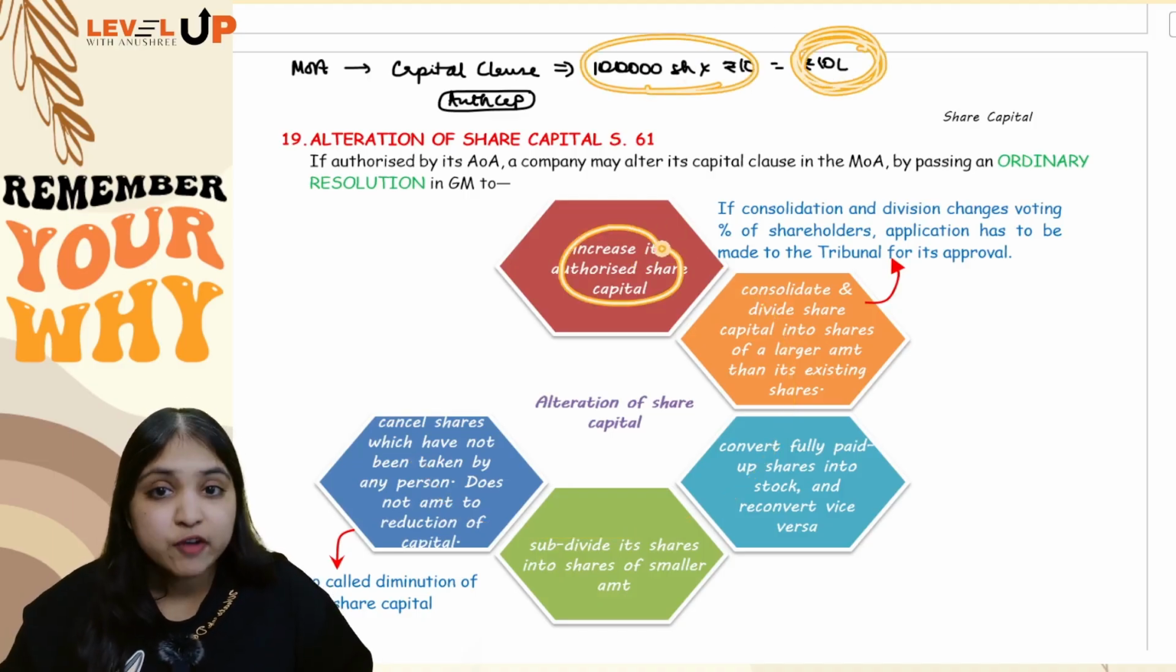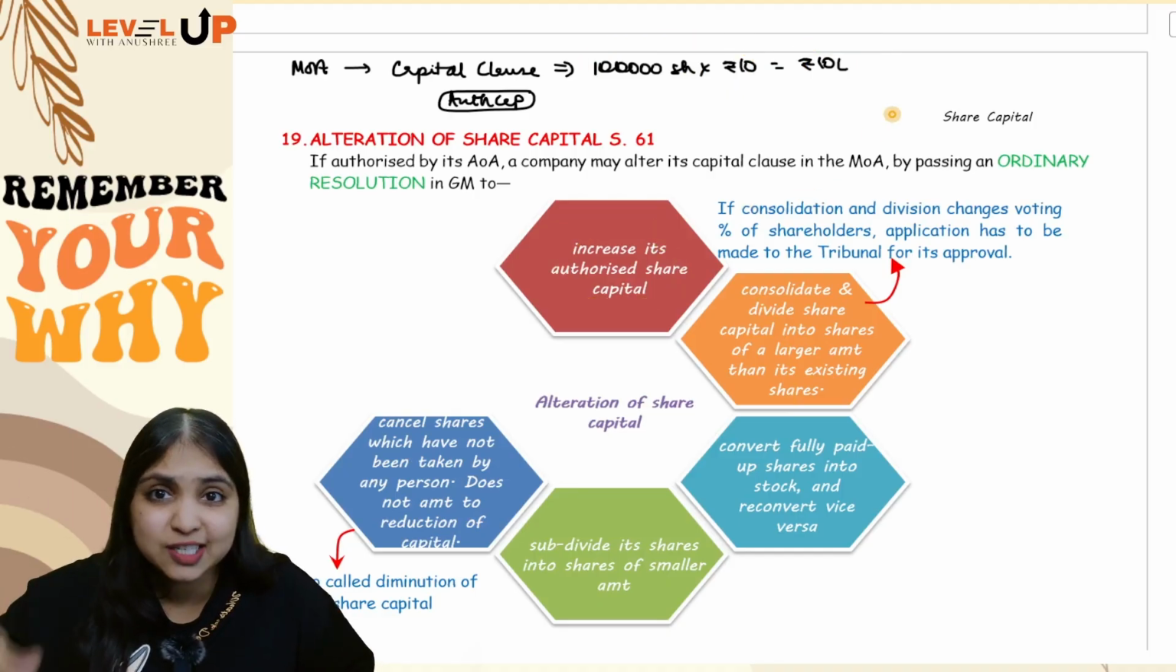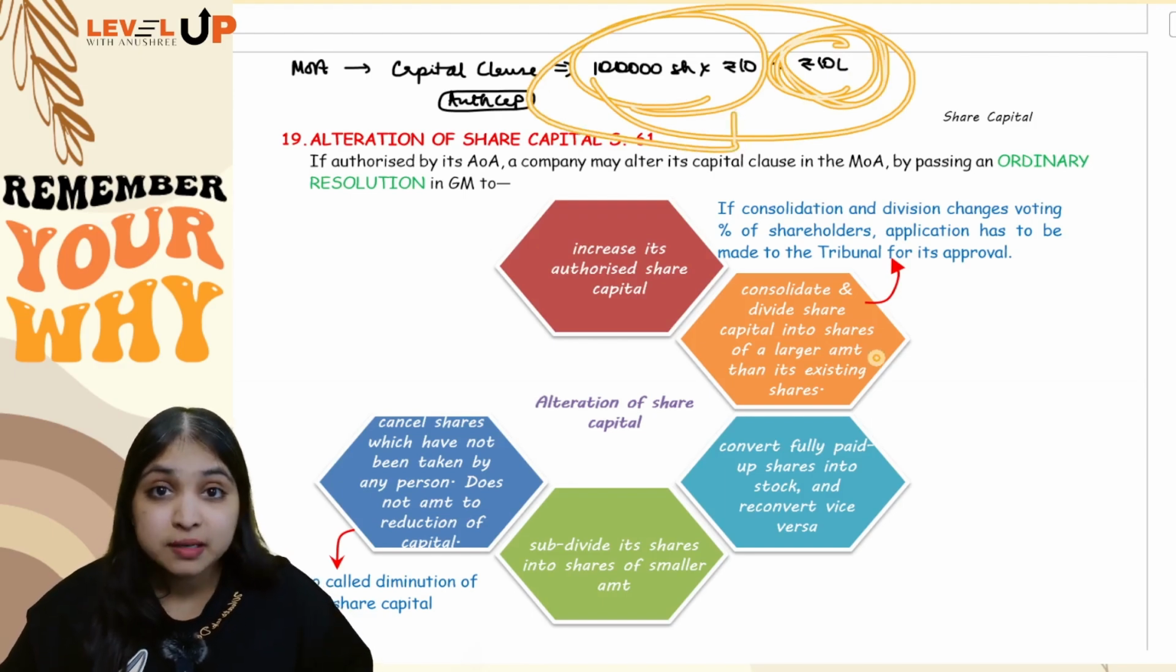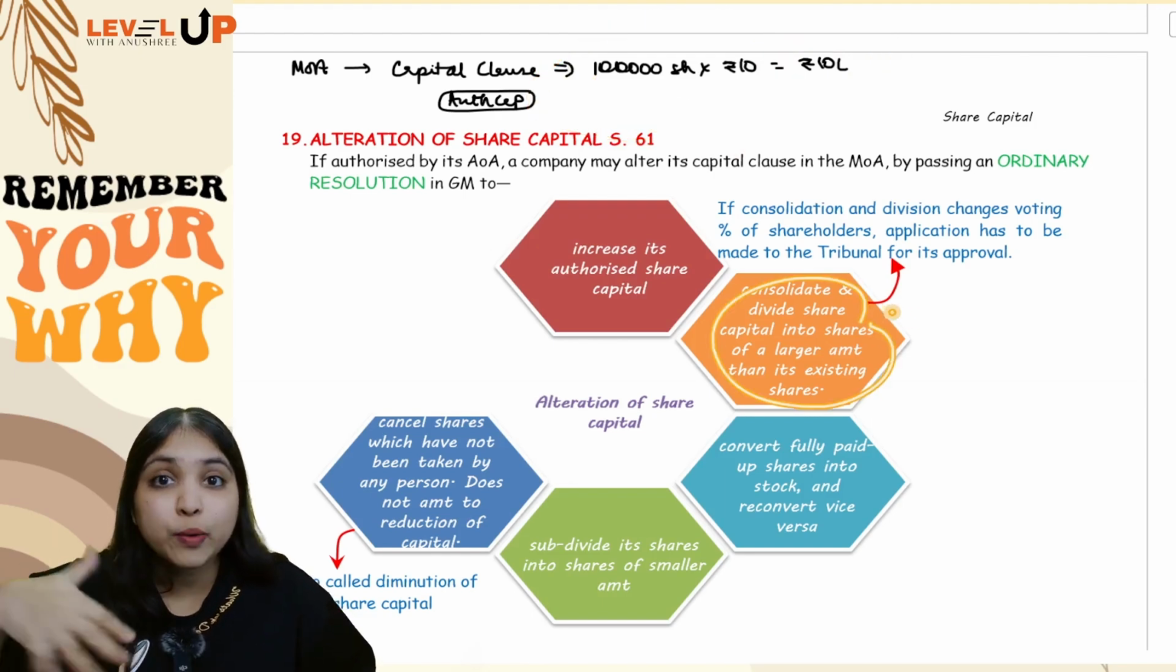The first situation, we want to increase or decrease the authorized capital. This number will change, the breakup also will change, fully it will change. Number 2, we want to consolidate shares. We want to subdivide shares.